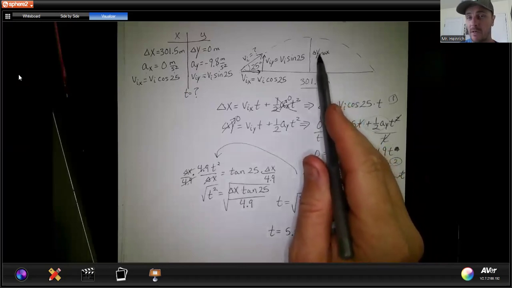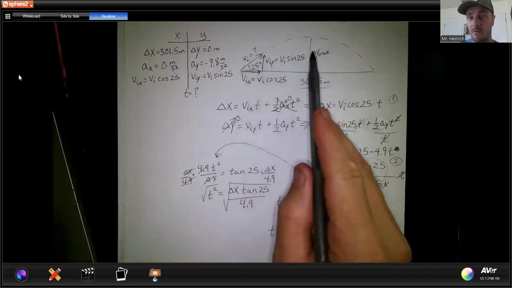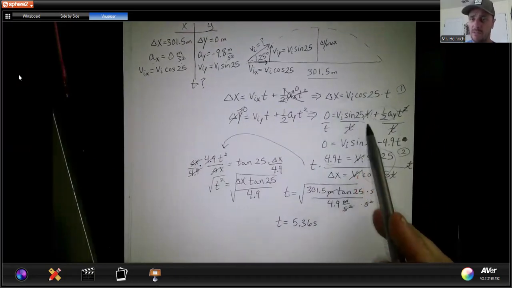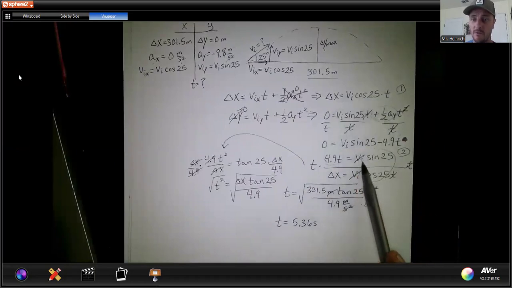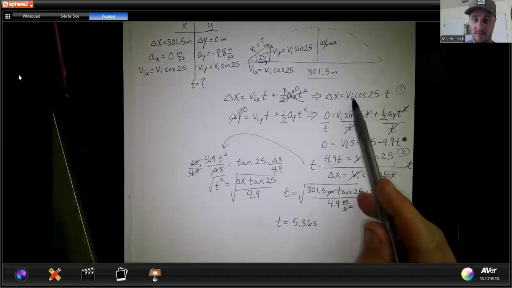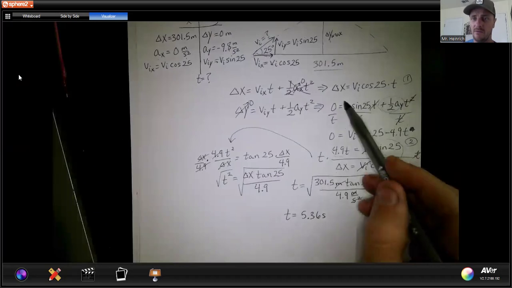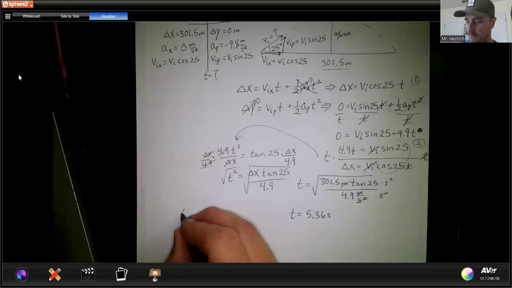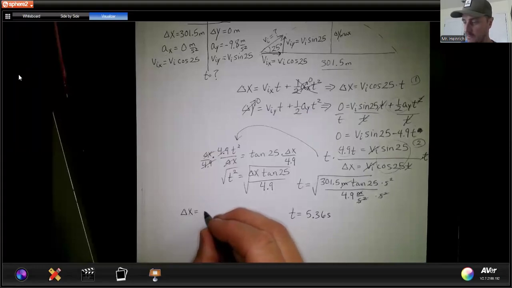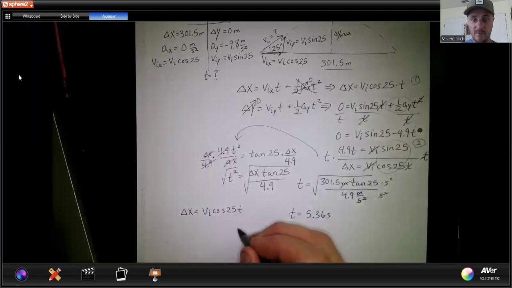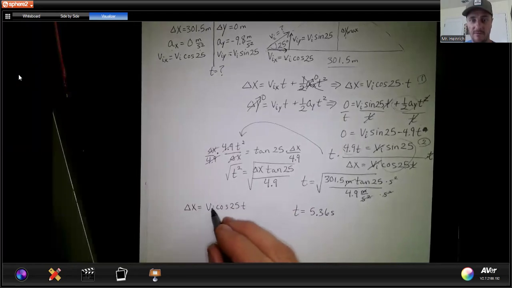Now, I already know we're going to need to know this VI in order to get that Y max. So it doesn't matter which equation we use, equation 1 or 2, we can use the time we just found to find the VI. So I'm going to actually use equation 1. Why not? We can. So I'll go ahead and say, re-expressing, delta x equals VI cosine 25t, right? So let's solve this whole thing for VI.